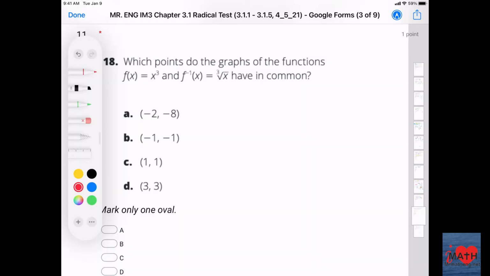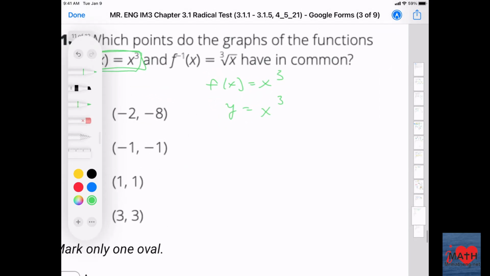Alright, number 18 says, which points do the graphs of the functions f of x equals x cubed and its inverse, cube root of x, have in common? Alright, so let's go ahead and get some table of values here. The first thing I'm going to do is change the f of x into a y. Okay, and what we can do here is just make a table.